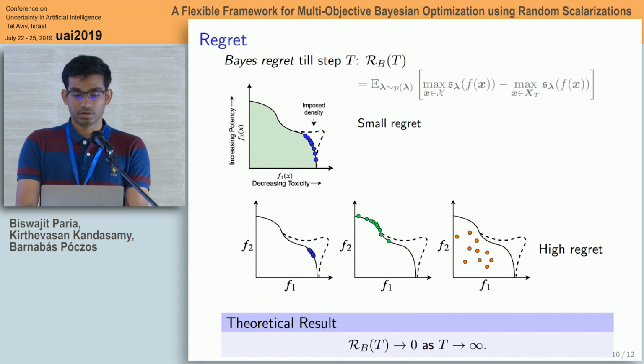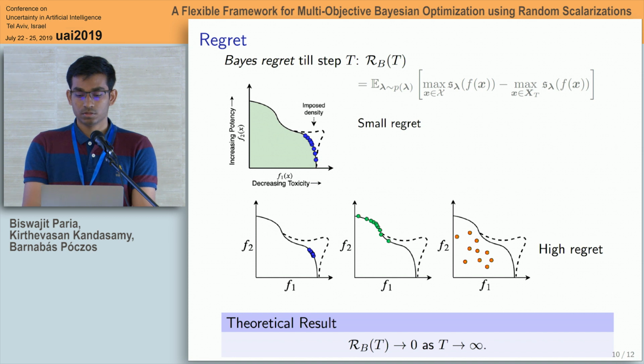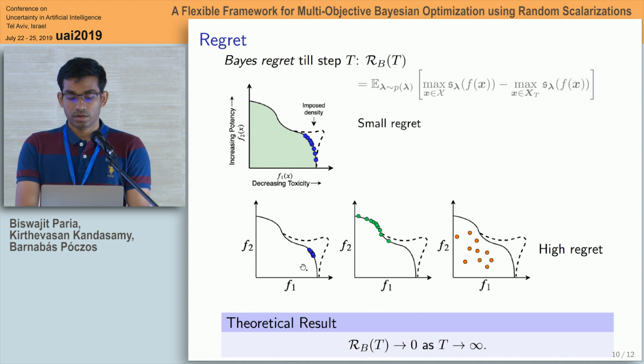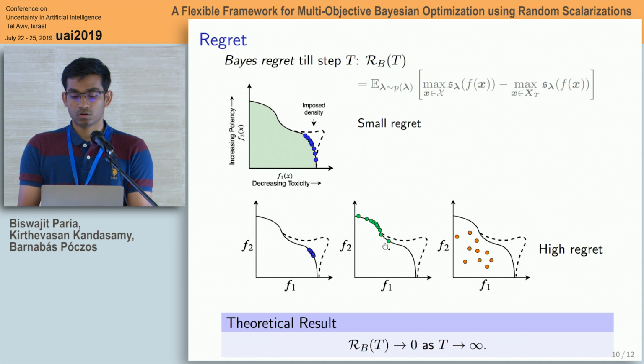We define a Bayes regret till step t, denoted by RBT. I won't go into the details of the regret, but in brief, the regret is designed so that it is small if the sample points cover most of the probability mass of the imposed density. On the other hand, it can incur high regret in one of these three cases. In the first case, the points are all Pareto optimal, but they do not cover a lot of the probability mass. In the second case, they are Pareto optimal again, but they are not even in the region of interest, so it will again incur a high regret. In the third case, it is neither Pareto optimal nor near the region of interest.